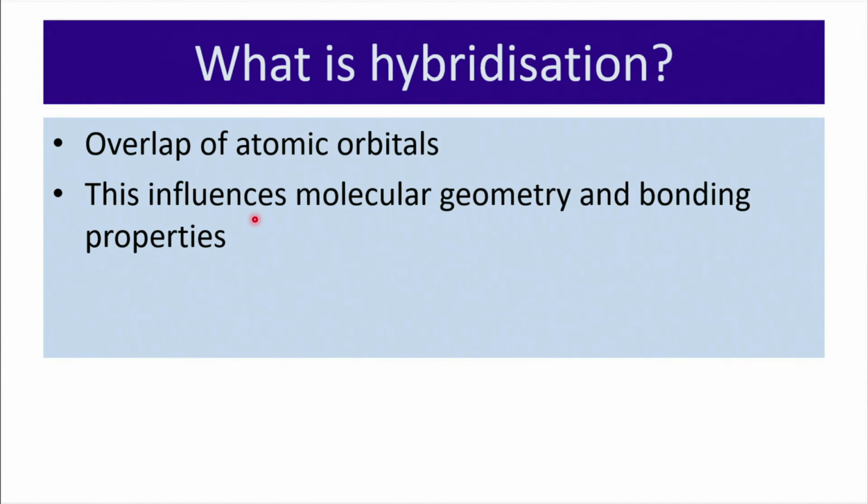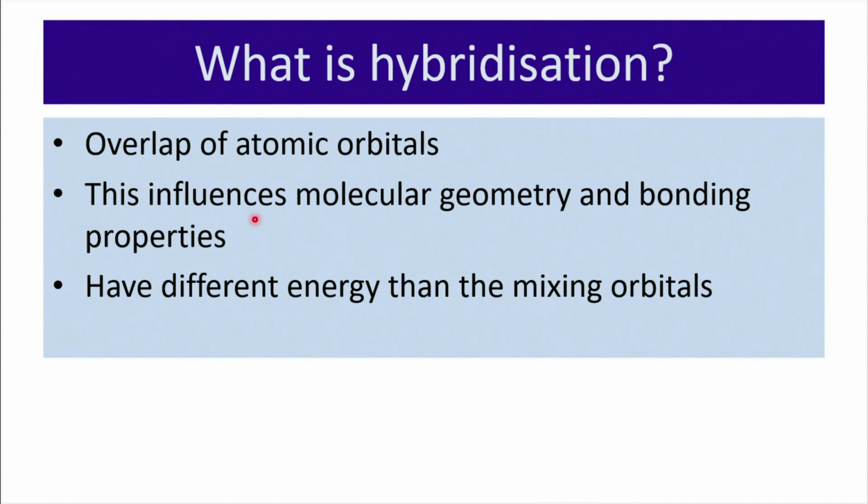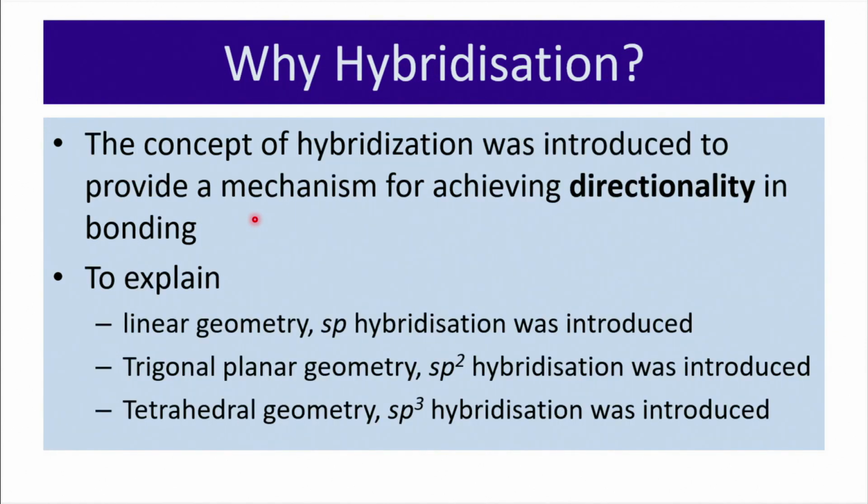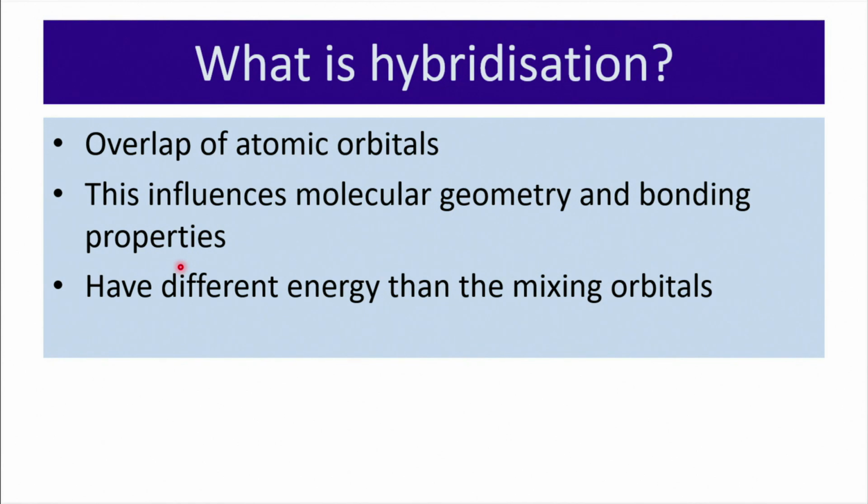The resulting hybridized orbitals will have different energy than the mixing orbitals. So this is the major difference before hybridization and after hybridization. So how the atomic orbitals change is explained by the hybridization concept. The number of atomic orbitals mixing will be equal to the number of resulting hybridized orbitals. So this is about what hybridization is.